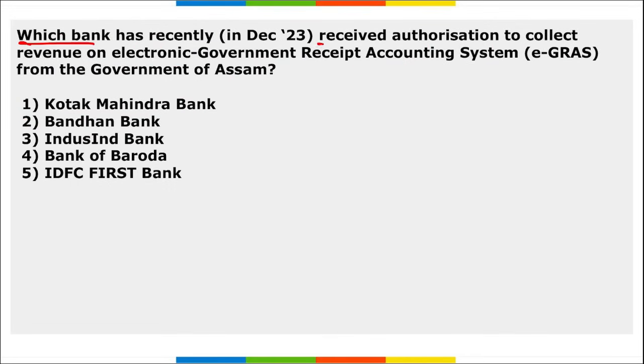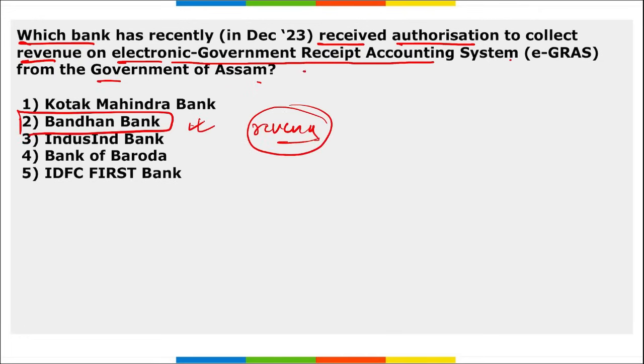Next, which bank has recently received the authorization to collect revenue on the electronic government receipt accounting system from the government of Assam? Which is it? Tell me, which bank? It is Bandhan Bank. Right? Bandhan Bank received the authorization to collect revenue, such as your house tax, vehicle registration tax, local body tax, and water bill. They will now be collected by Bandhan Bank.